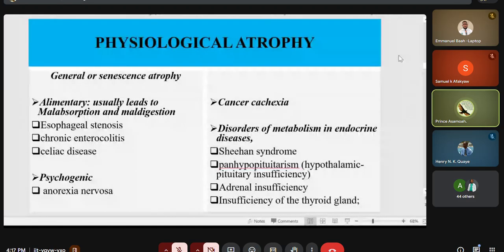So you see that in all these conditions, irrespective of their pathogenesis or their pathophysiology, atrophy is there. And this is because the body wants to preserve the integrity of the cells. That is what is happening.